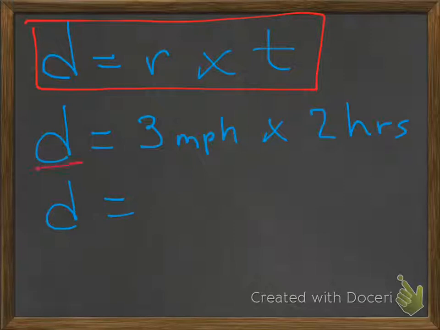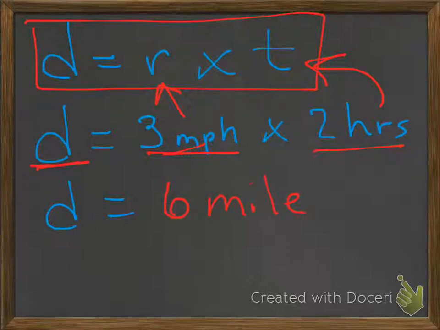D is distance. That's what we're trying to figure out. 3 miles per hour, that's our rate. And then 2 hours, that is how much time she did it in. So we solve. 3 times 2 is 6, and she traveled 6 miles. How do I know? Well, take a look. Get rid of this and this, we're left with miles. So she traveled a total distance of 6 miles.